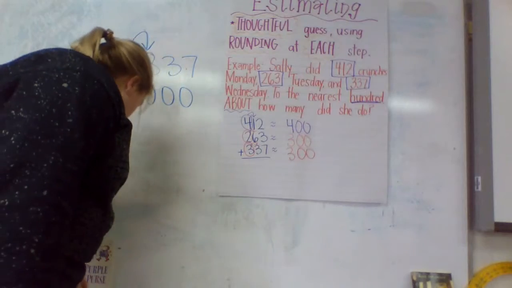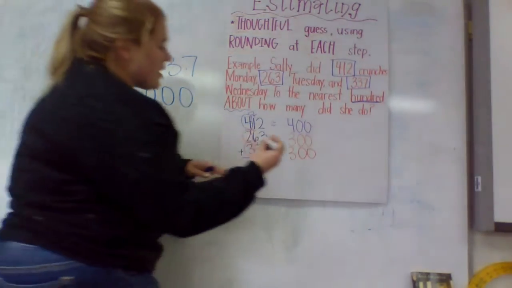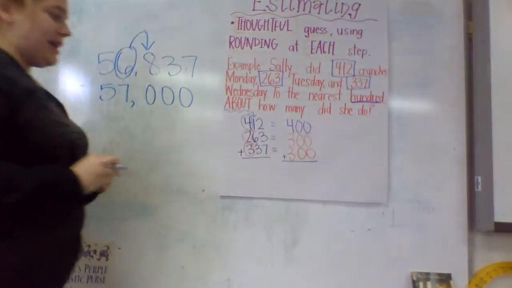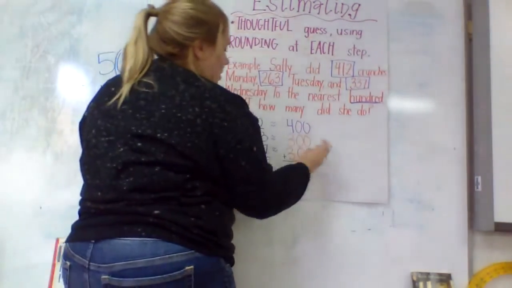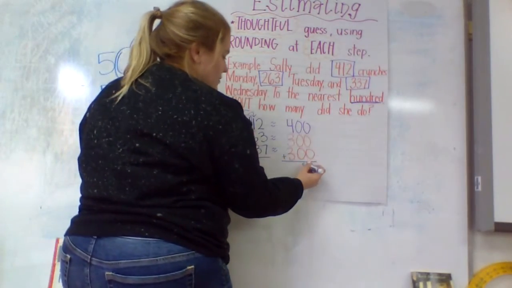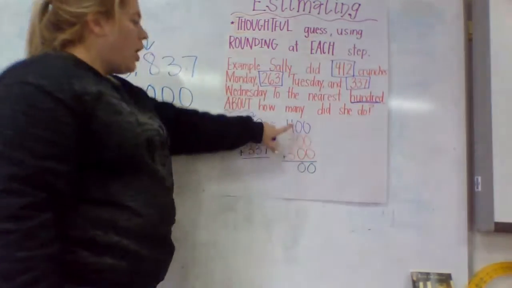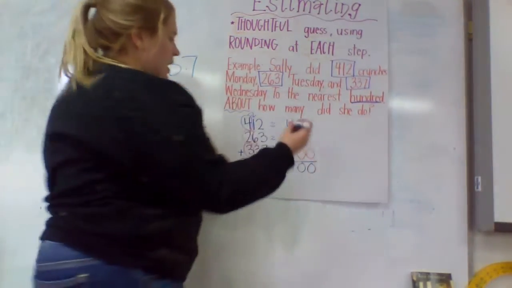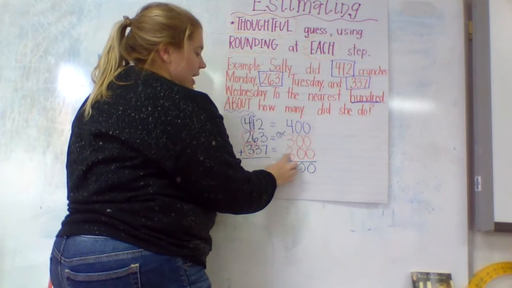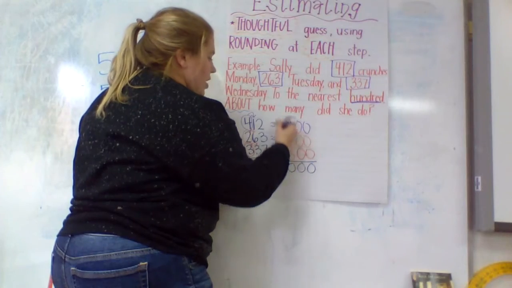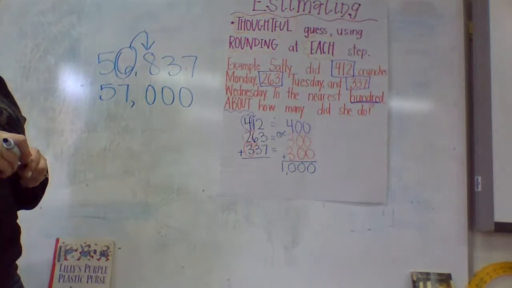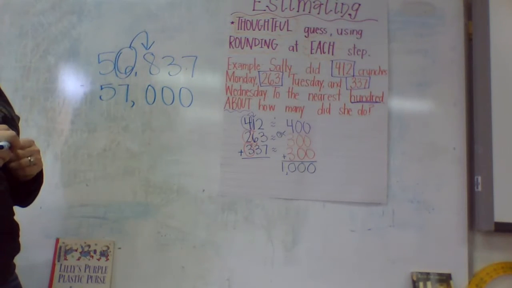So now that I have all of those numbers, now I can add them up to figure out about how many crunches Sally did. 0 plus 0 plus 0 is 0. 0 plus 0 plus 0 is 0. 4 plus 3 is 7. 7 plus 3 is 10. I put my 0. If I were to carry my 1, it would go ahead and come down. So 400 plus 300 plus 300 is 1,000.